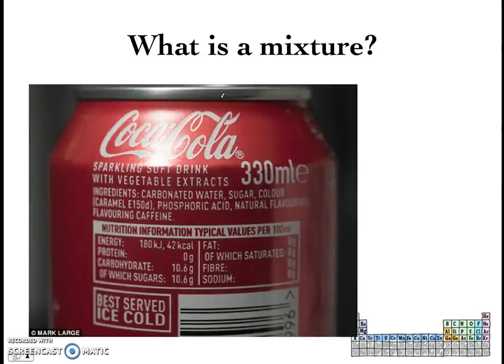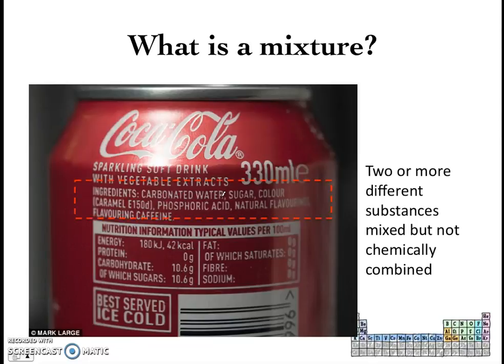So what is a mixture? Well, look at this lovely Coca-Cola can here. If you look at any drink, soft drinks like Coca-Cola, look at the ingredients. You'll see many different substances inside it. So for example, Coke has caffeine, did you know that? And coloring, some caramel, carbonated water, sugar, and of course phosphoric acid, which is what gives it the acidic feel. So Coke is in fact a mixture that's made out of many different substances.